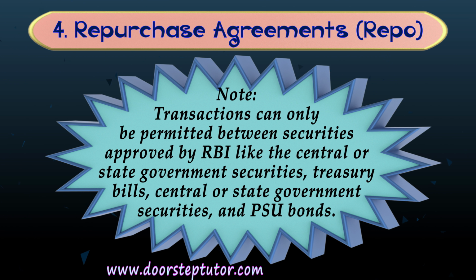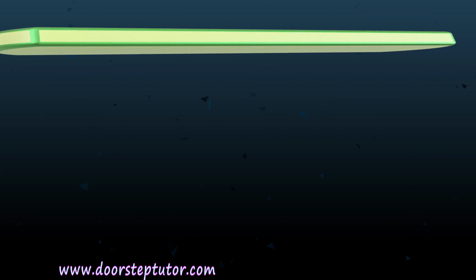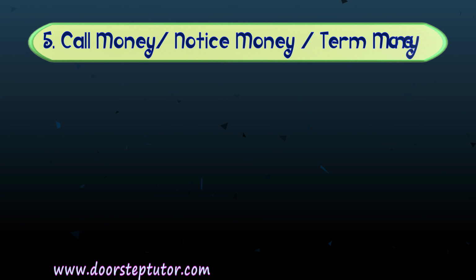Repurchase agreements are sold by the seller with the promise of purchasing them back at a given price and on a given date in the future. Also, the buyer will purchase the securities and other instruments with the promise of selling them back to the seller. Next is call money, notice money, and term money.